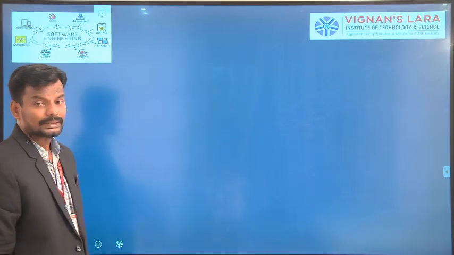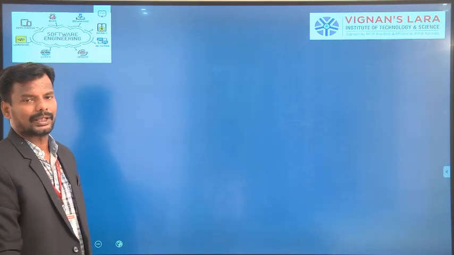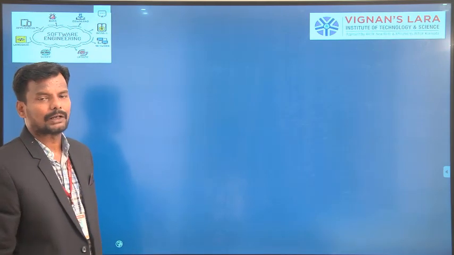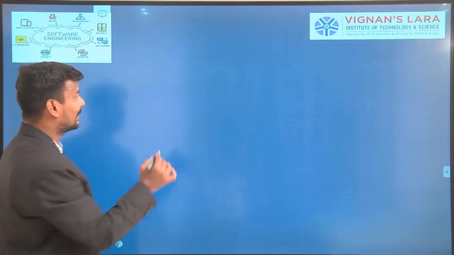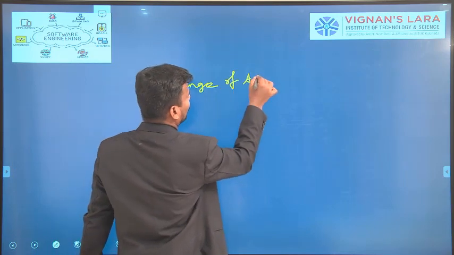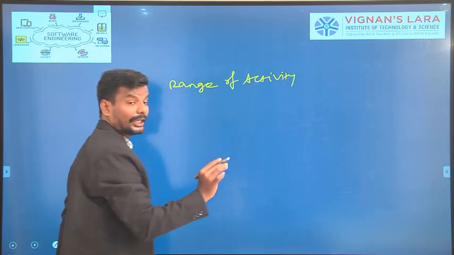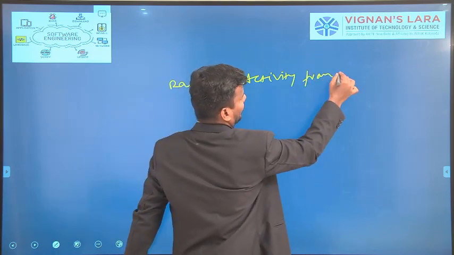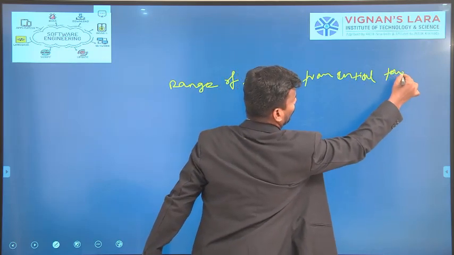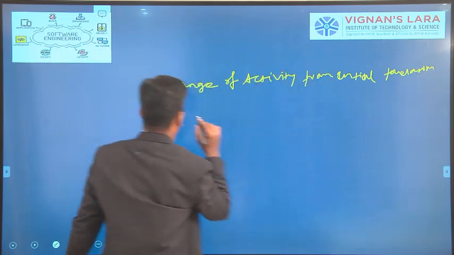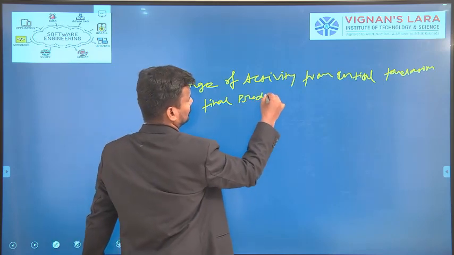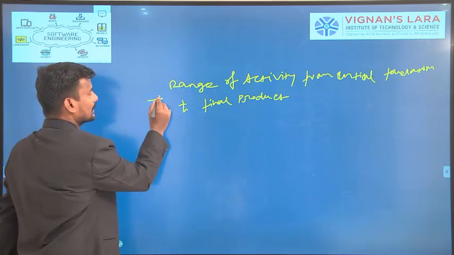Now we have to summarize what we have discussed in today's class. What is the topic of today's class? Software process. What is the meaning of the software process? Software process is nothing but the entire range of activity from initial foundation to the final product. This is called a software process.